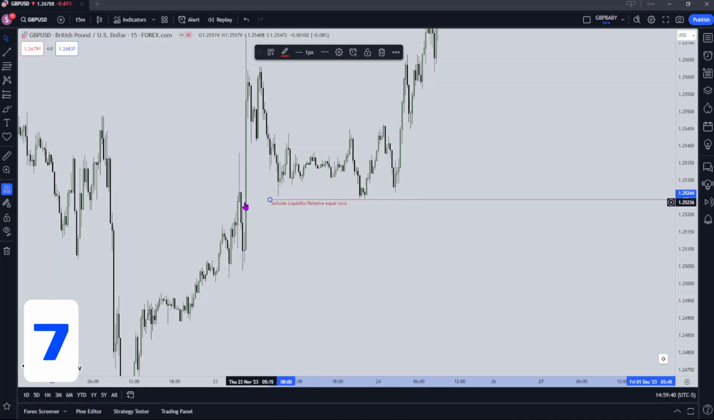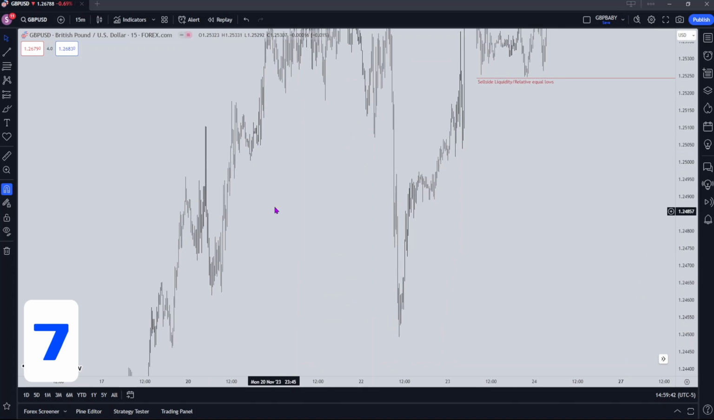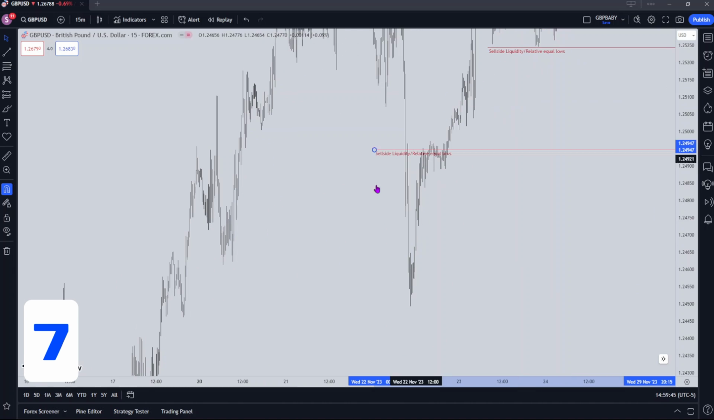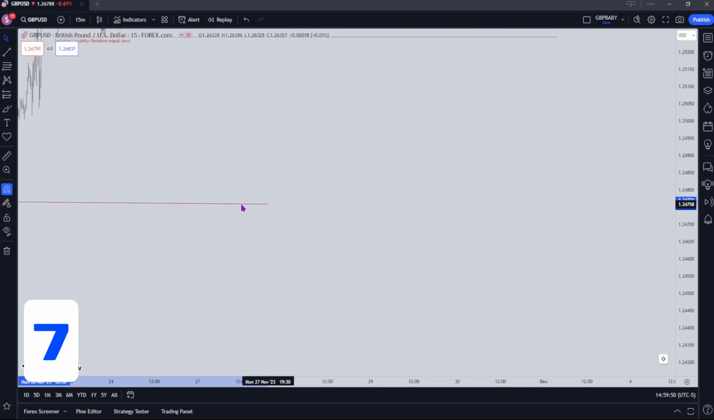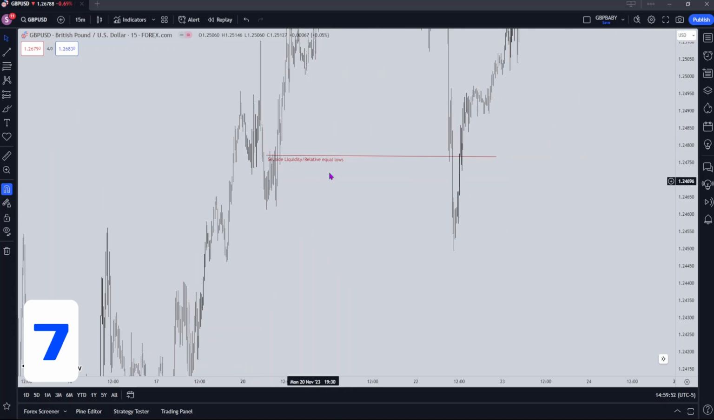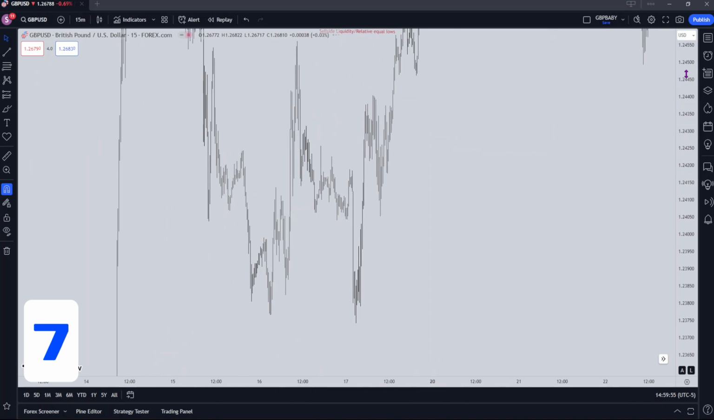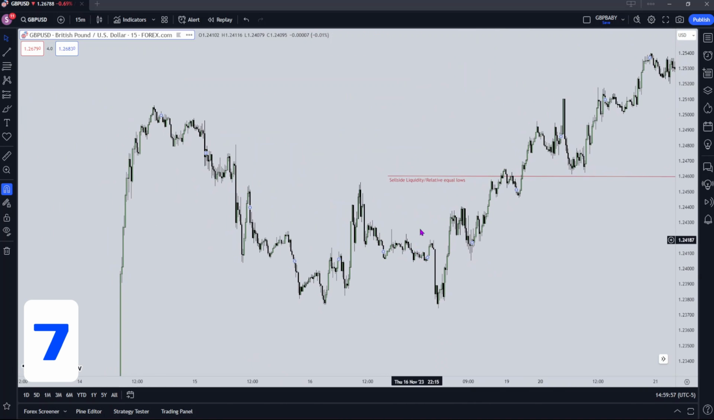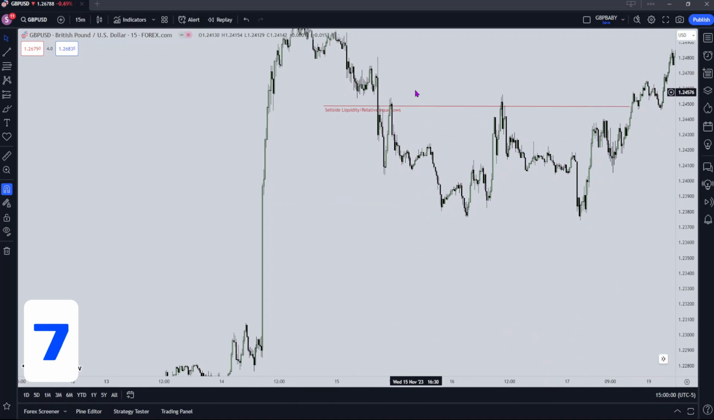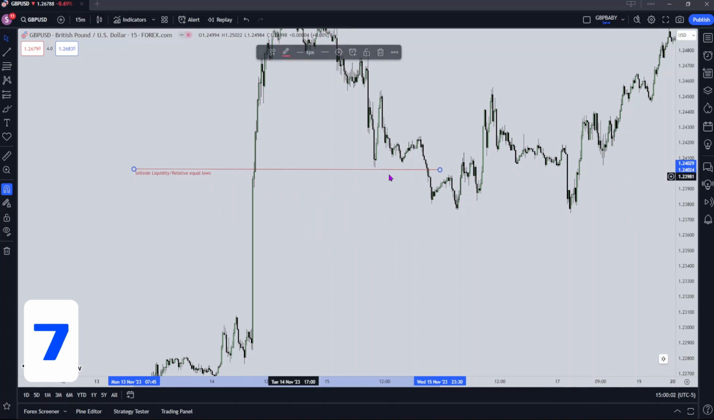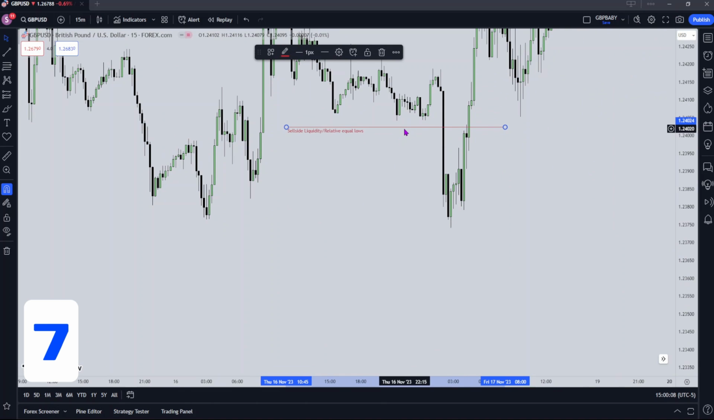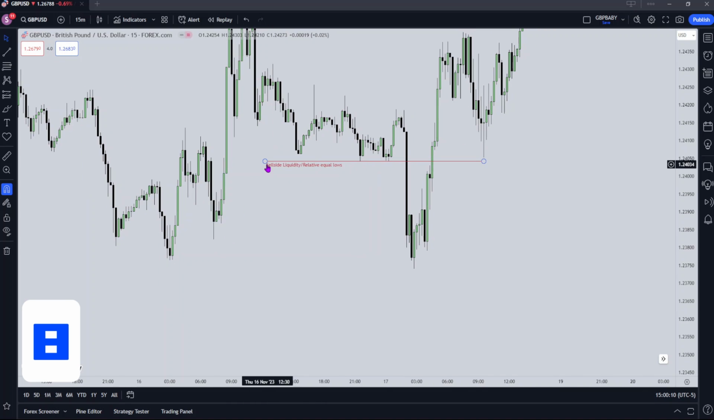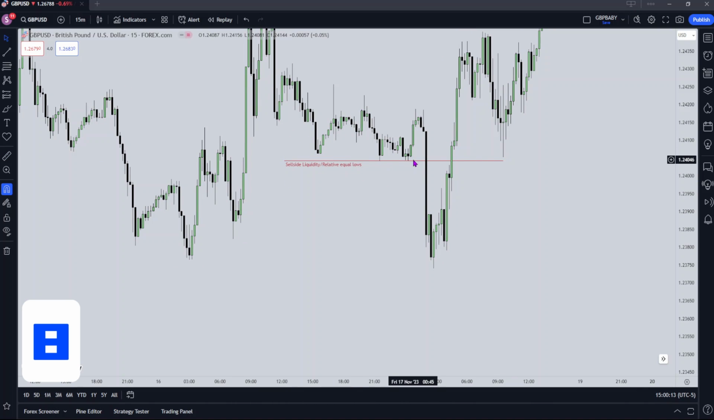This low and this low, relative equal lows. Here, relative equal lows, and then I am also going to change time frames just so we can have some more examples, but it's all pretty much the same. So here, low, low, these two lows create relative equal lows.